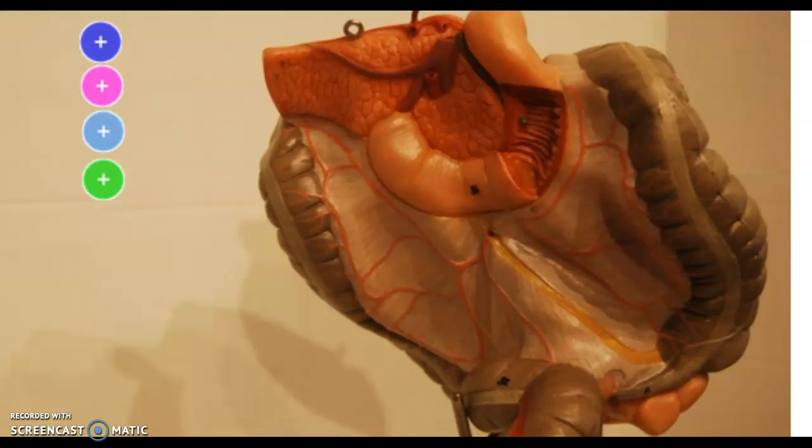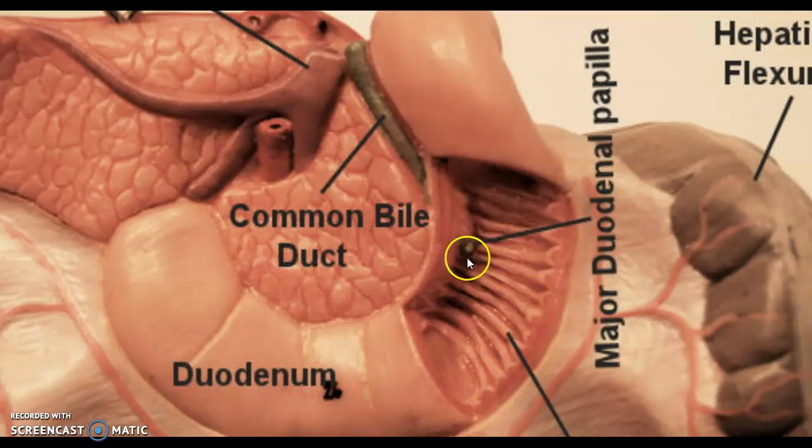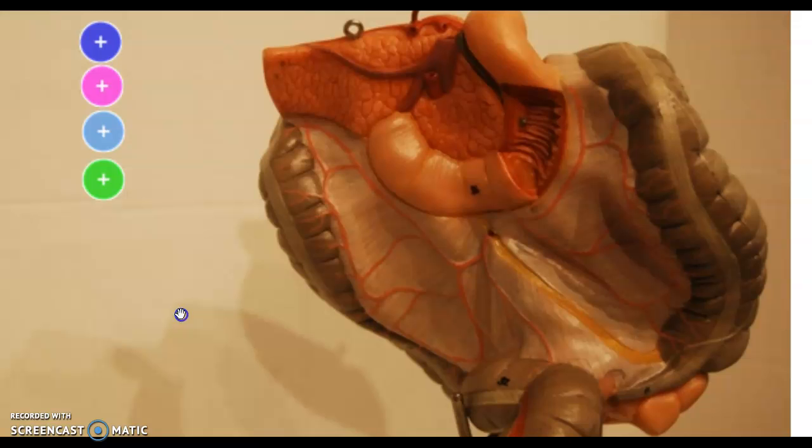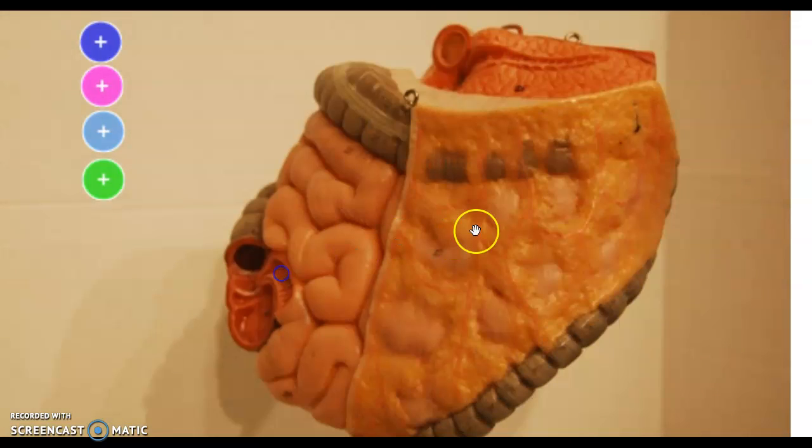In case you haven't watched the pancreas video, here it is blown up. There's the major duodenal papilla. The main pancreatic duct is dropping pancreatic juice out here. The bile duct is dropping bile, and it's all going to mix with the chyme, and chemical digestion is going to finish. Now, the duodenum is about 9 inches long. It ends about right here. Unfortunately, it's not on either side of this model, on the duodenal jejunal flexure.